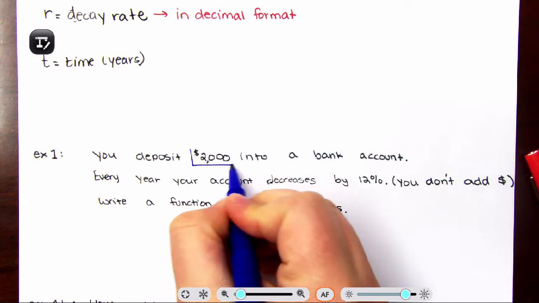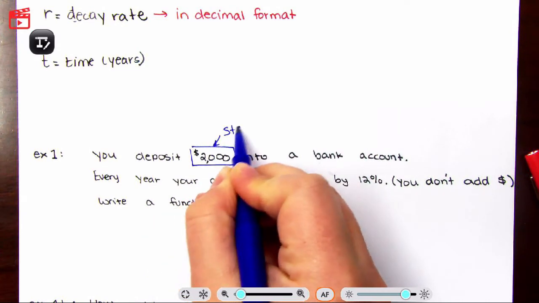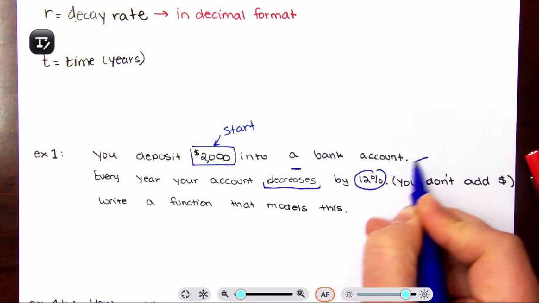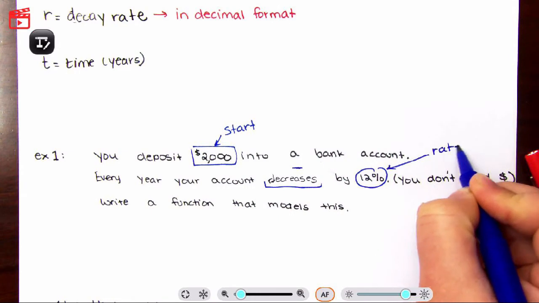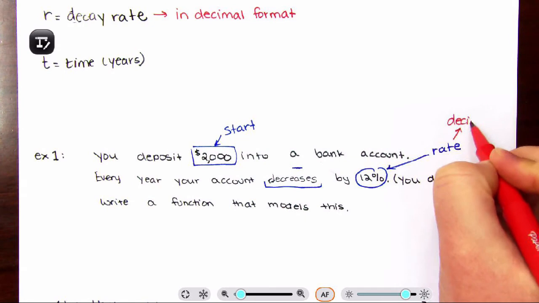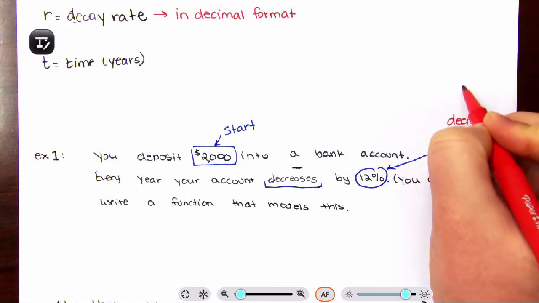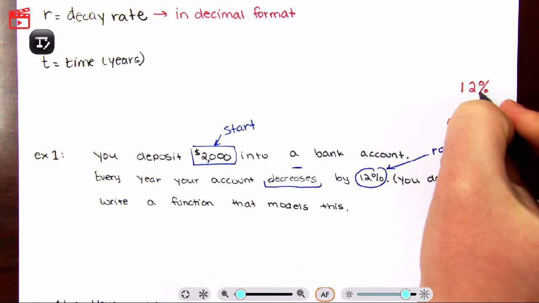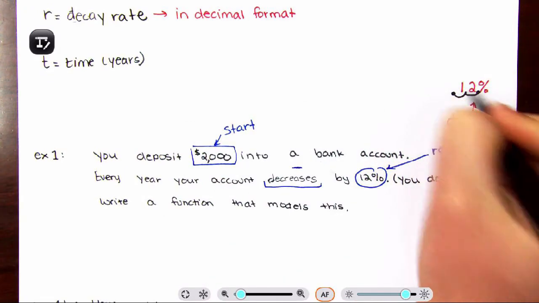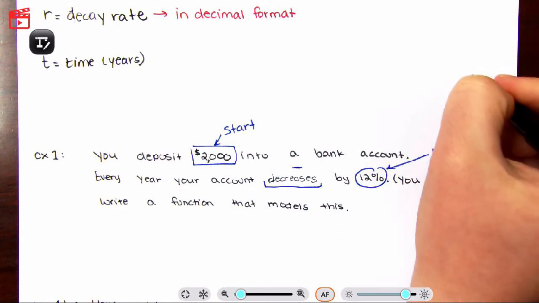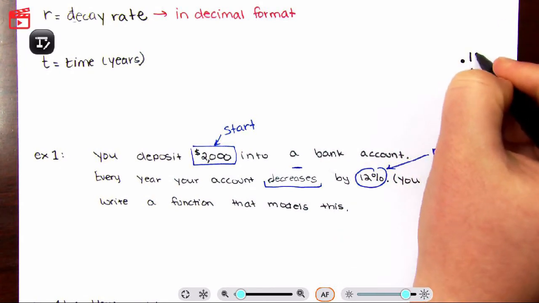So what did we start with? We start with $2,000. We are decreasing, so we know it's going to be a minus, and we are decreasing by 12%, and that's going to be our rate. Now remember, your rate has to be a decimal. So what are you doing? You're taking that 12%, you're putting a dot at the end, and you're doing 2 jumps. Always 2 jumps to the left. So your rate is now 0.12.